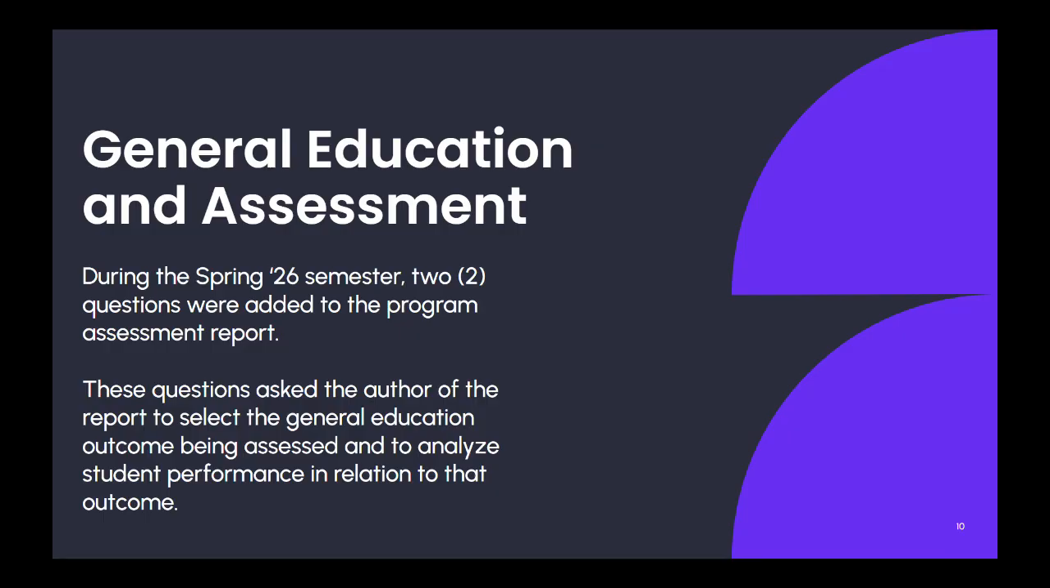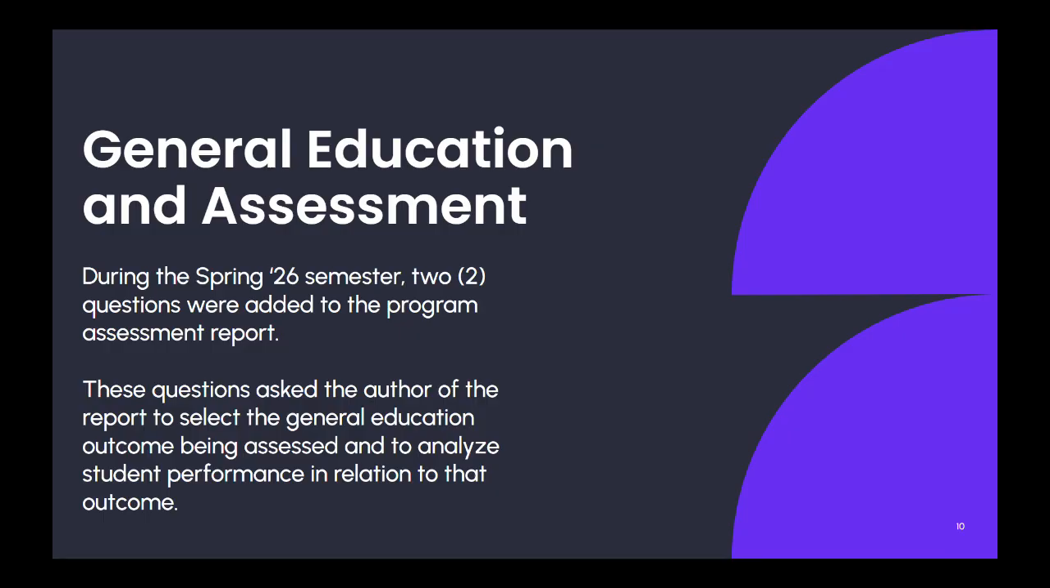Now on the back end, we started with the alignment map and how things are aligned and assessed. Let's talk about the end of that process, those assessment reports being turned in. During the spring 26 semester, we talked about this in executive and faculty council at multiple points, two questions were added to the program assessment report. These questions ask the author of the report to select the general education outcome being assessed and to analyze student performance in relation to that outcome. So we don't have a separate form just for general education student performance. It's embedded in the program assessment report. Everybody, not just the assessment committee, but faculty overall, was fine with that.